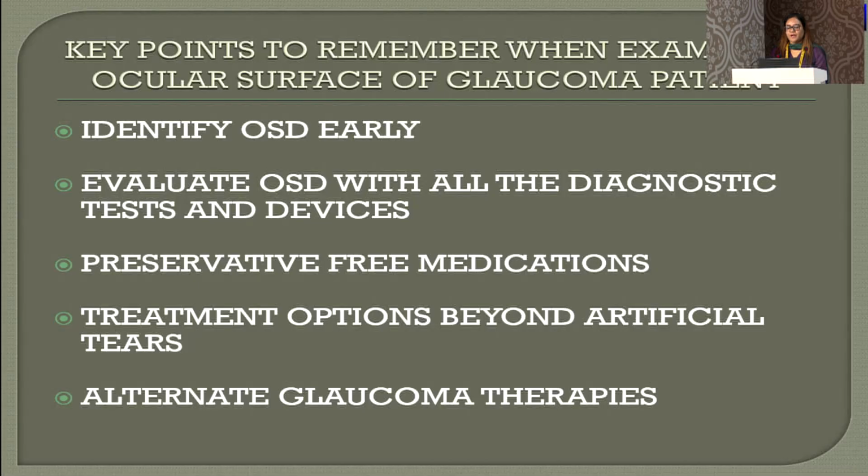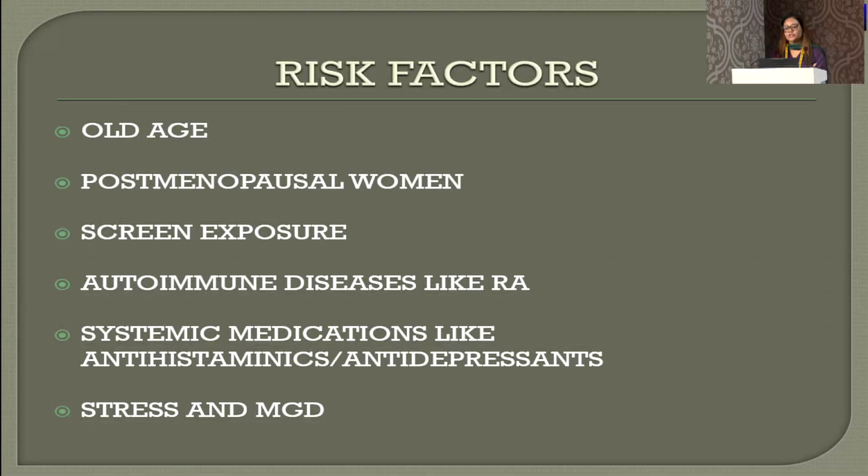First is to identify the surface disease as early as possible, then evaluate it with all the diagnostic tests and devices, go for preservative-free medications, look for treatment options beyond artificial tears, and go for alternate glaucoma therapies. So how to approach these patients?